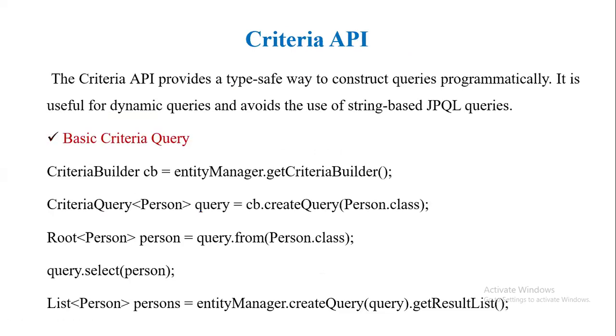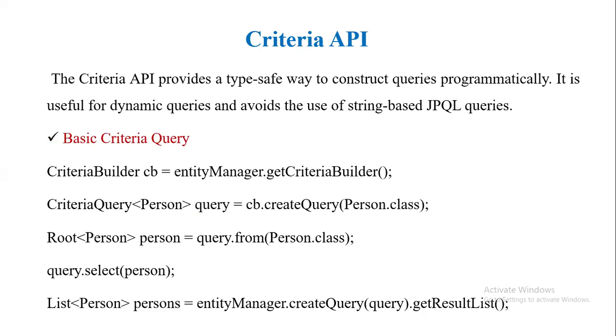Next type is Criteria API. Criteria API provides a type-safe way to construct queries programmatically. It is useful for dynamic queries and avoids the use of string-based JPQL queries. First, let's see how the basic queries will be executed in Criteria API.